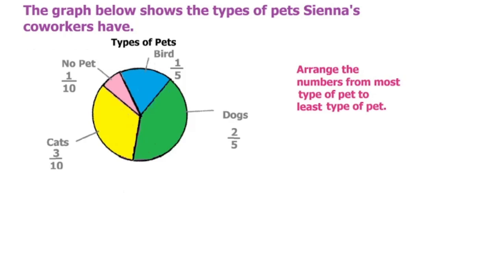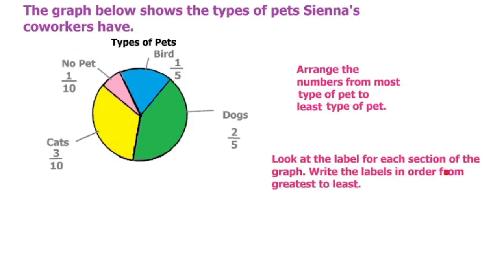This is a quick video on teaching you how to interpret a circle graph. So it's very quick. Okay, so we have a problem here that says the graph below shows the types of pets Sienna's coworkers have. And we could see that there's different fractions given to this circle graph depending on the pet. Okay, so it says here arrange the numbers from most type of pet to least type of pet.